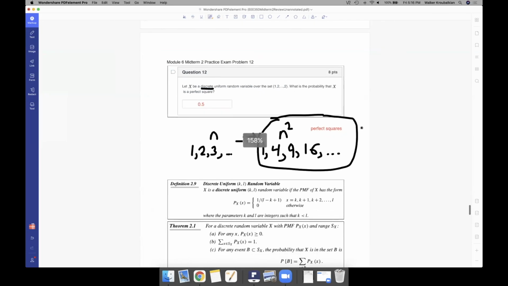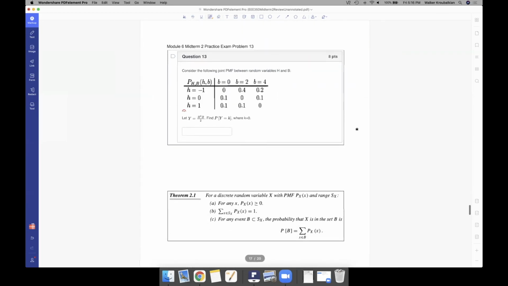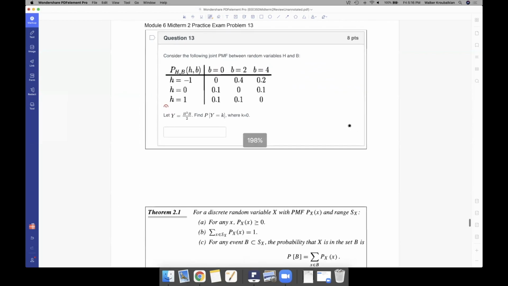All right. So on to problem 13. Consider the following joint PMF between random variables h and b. Let y equal h squared b over 2. Find the probability that y equals k where k equals 0. Okay, so this could have been a difficult problem if k were something that's not 0. Because k has to be 0, that means h squared b over 2 is 0. And the only way that can happen is if h is 0 or b is 0.